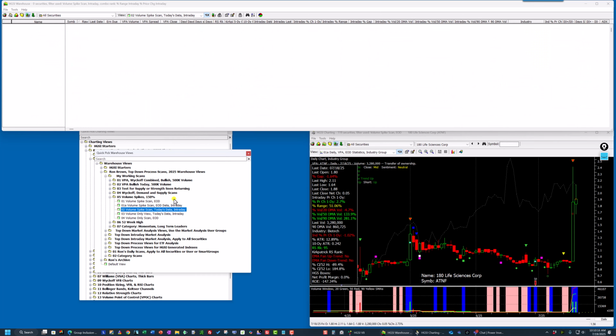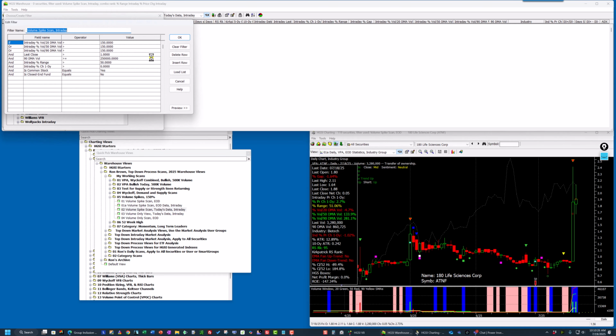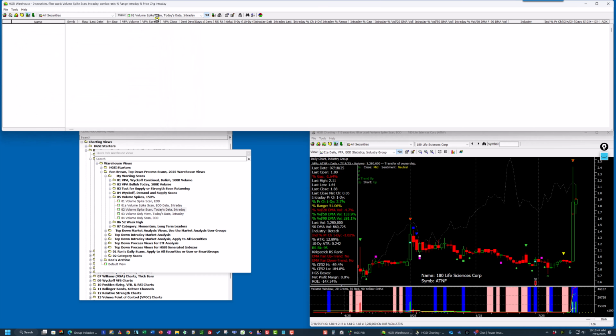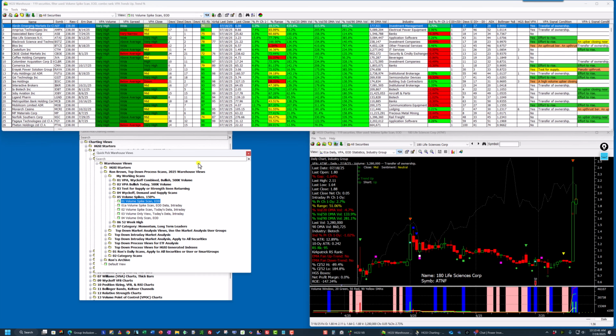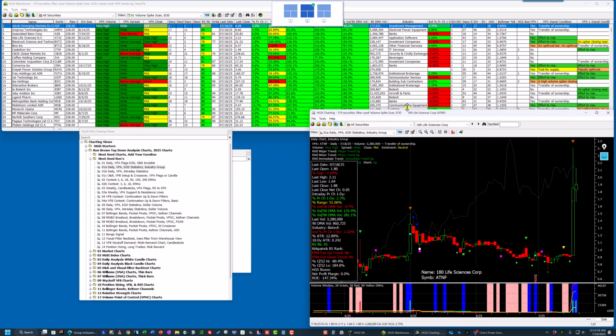And then this one here is volume spike scan intraday. And what this is doing, it's going in and looking for these stocks that are appearing that day. You can see these are all intraday requirements right here. So moving back to this and the charts that I've added. Well, let's see if I can make this a little larger so we can see everything right here.